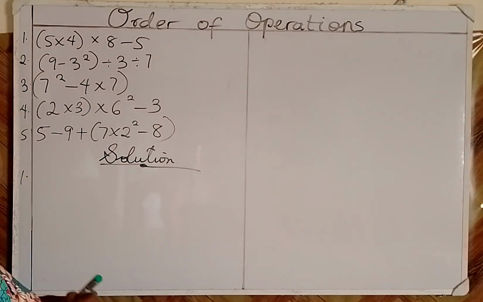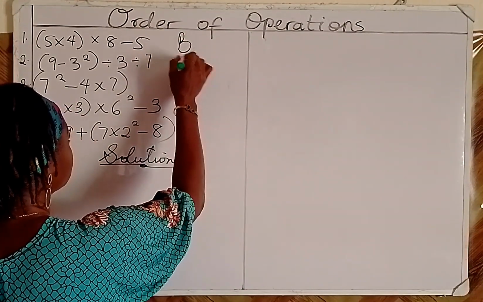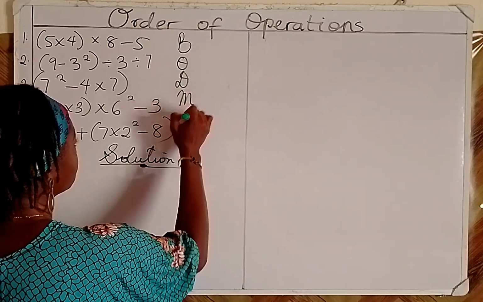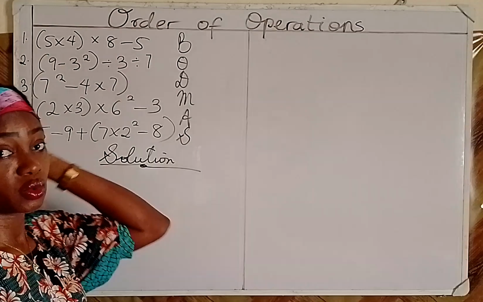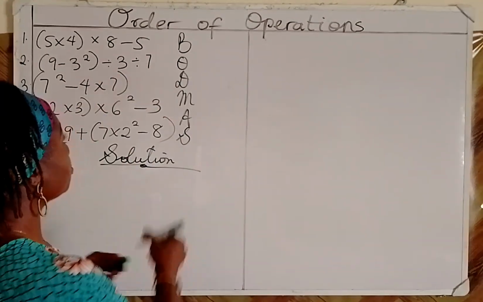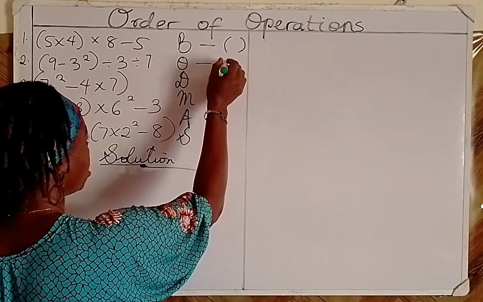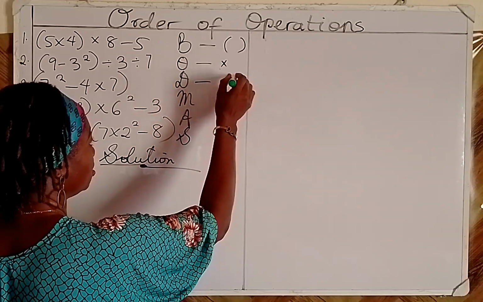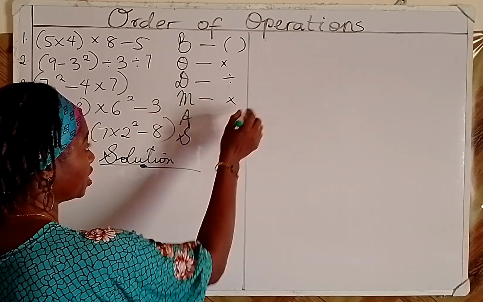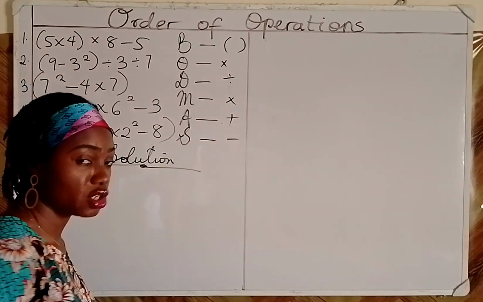Now question 1 says, in bracket, 5 times 4 times 8 minus 5. Remember our acronym says what? BODMAS. Right? BODMAS, where B represents what? Bracket, of, or parenthesis. Of can be any of the operations. Then D represents what? Division. M represents multiplication. A is for addition. And S is for subtraction.